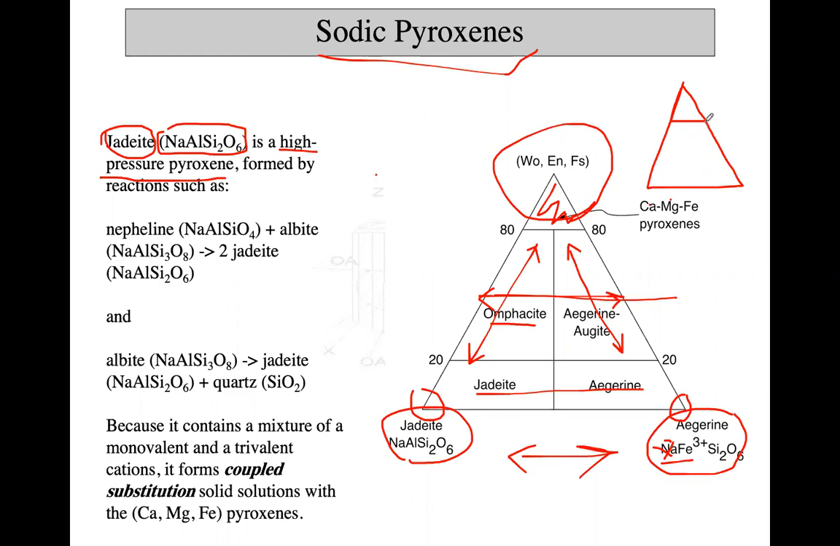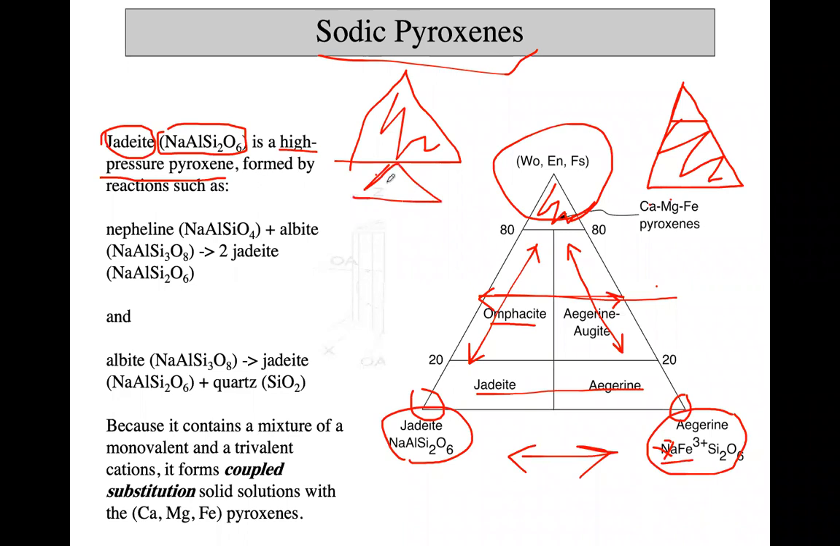But this is only available in high pressure rocks, right? So the high pressure rocks indicate that predominantly you have sodic pyroxenes and a very small amount of calcic pyroxenes. But in other rocks, that means high temperature or moderate temperature rocks, you have a predominantly calcic pyroxene group and a very little amount of sodic pyroxene.